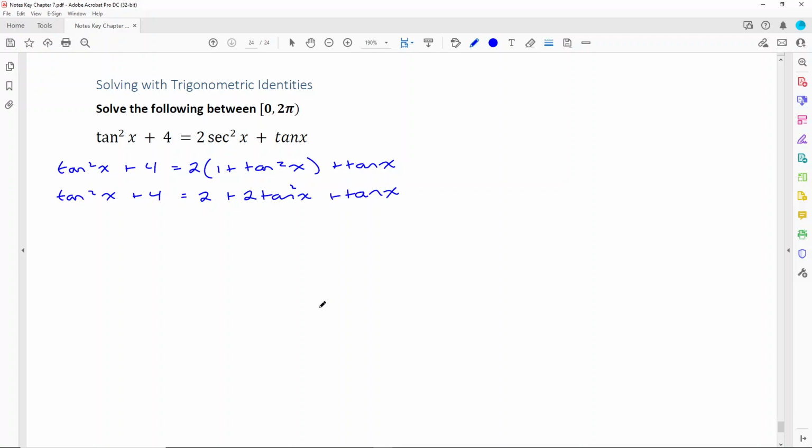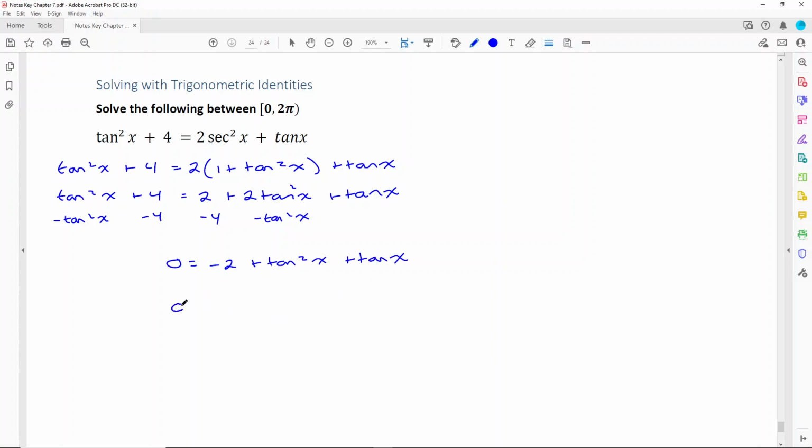Okay, now I know that I can't isolate a trig function, so I'm going to make everything equal to 0 to see if I can factor to solve. So to make it equal to 0, I'm going to subtract the tan squared x from this side. I'm also going to subtract it from this side, and I'm going to subtract the 4 at the same time. Okay, I'm left with 0 on the left. I've got negative 2 plus tan squared x plus tan x.